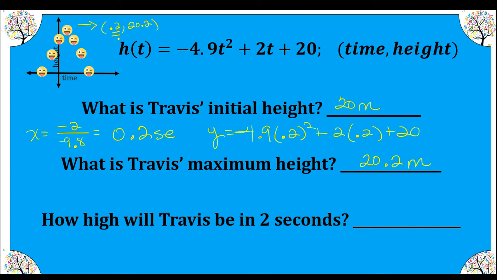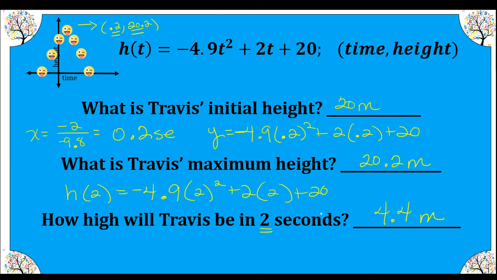Remember, x is time and y is height. How high will Travis be in 2 seconds? So this time they give us the time, and we're going to find the height. So we simply plug in 2 everywhere we see t. And again, in our calculator, negative 4.9 times 2 squared plus 2 times 2 plus 20. And we get 4.4. So remember, we were finding height, so that's meters. So in 2 seconds, he's 4.4 meters high.